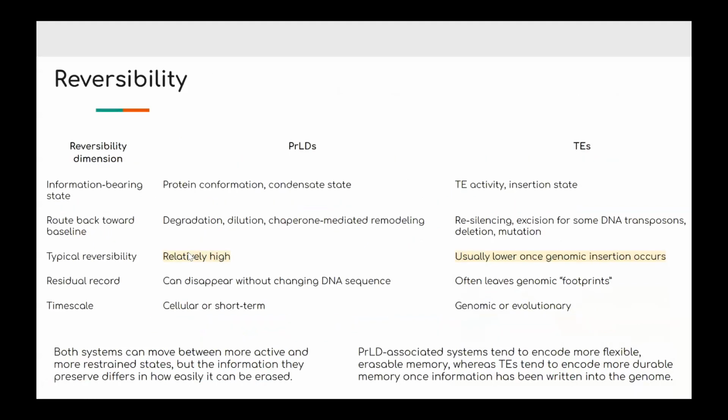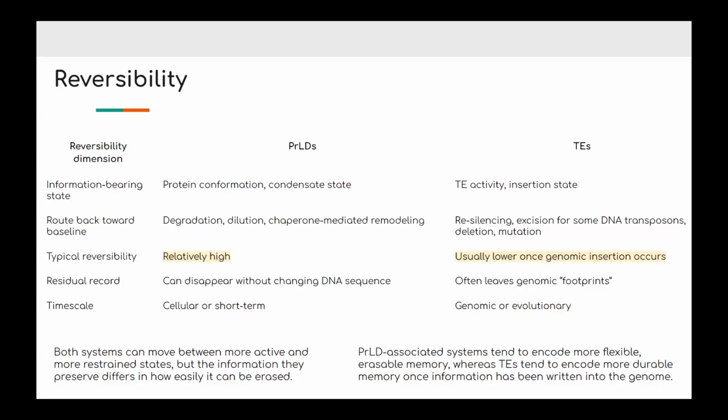And we also have reversibility, which is one of the clearest differences I saw between the two systems. The prion-like domain associated states can be reversed because proteins can disassemble or be degraded, whereas TE activity can be turned back off through silencing. But once a TE has inserted into the genome, that DNA change is much harder to remove. So some DNA transposons can excise, but even when they do, they leave a sequence footprint.